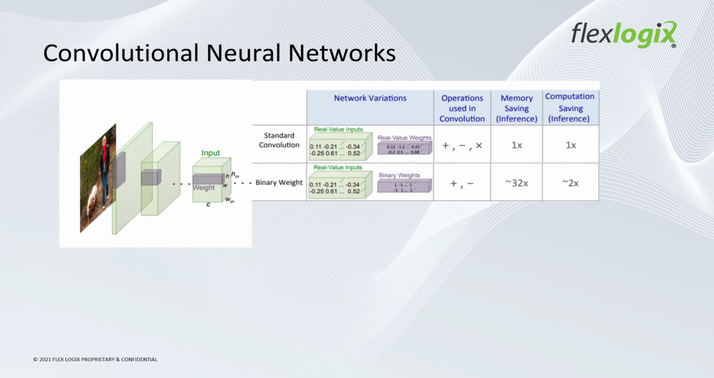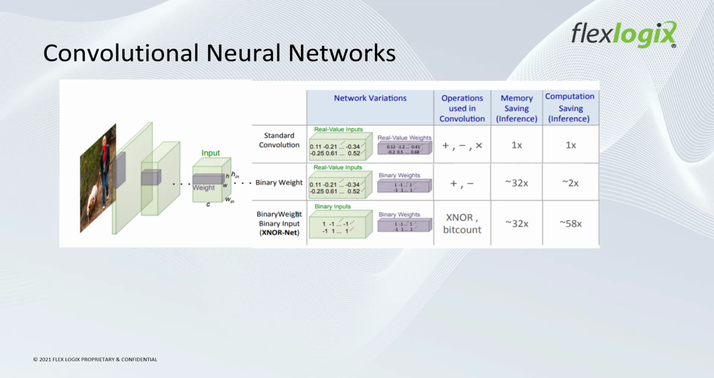resources. Then we have binary weight convolution, where the images are inputted as real numeric values, weights are trained as binary values. This type of convolutional network uses adders as operators and takes less memory and computational resources than standard convolution. Then we have XNOR convolution, where the images are inputted as binary values.